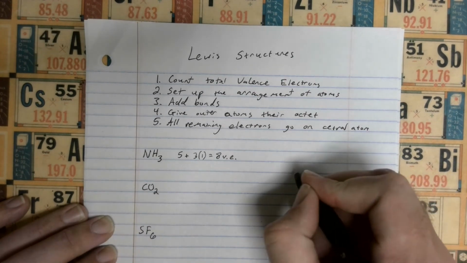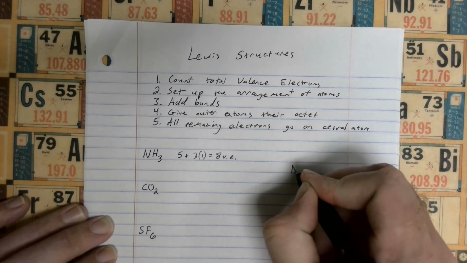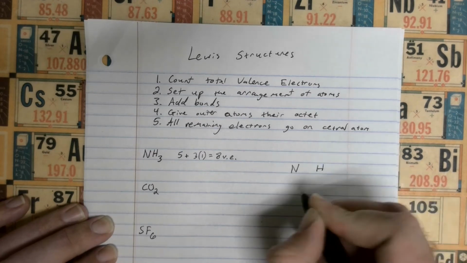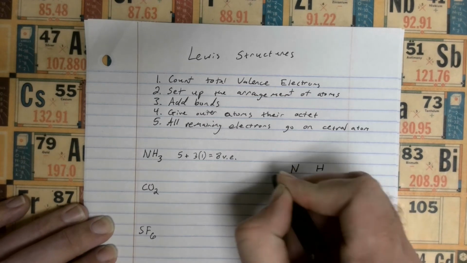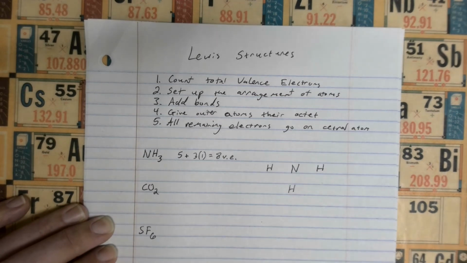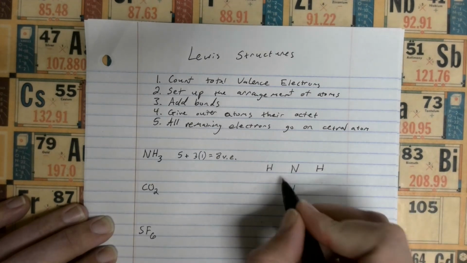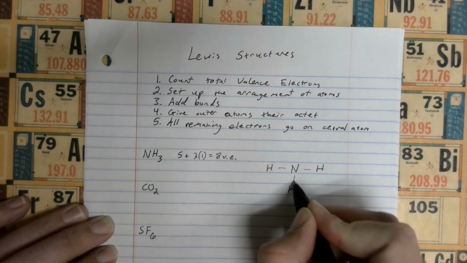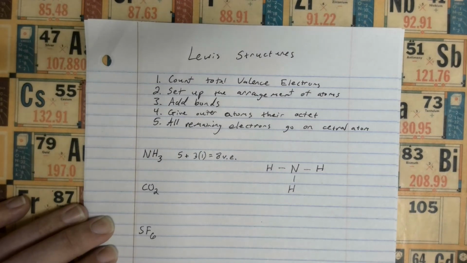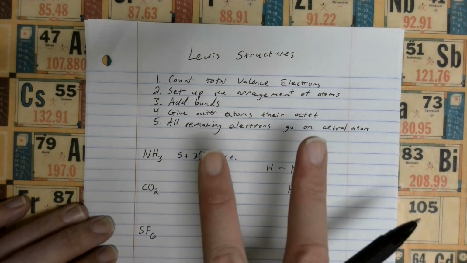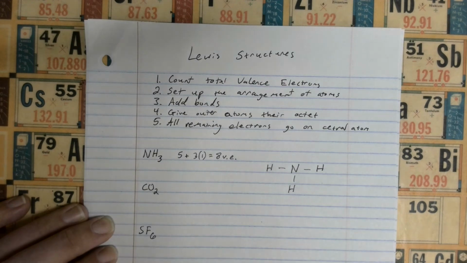As far as setting up the arrangement, I know that hydrogen can't be in the middle. So since I have nitrogen and 3 hydrogens, it's going to look something like this. Then I'm going to add bonds. So bond, bond, bond. I generally write lines for bonds. You can write lines or dots. Again, it doesn't really matter. Just make sure that if you draw a line, that counts for 2 dots, or that counts for 2 electrons.